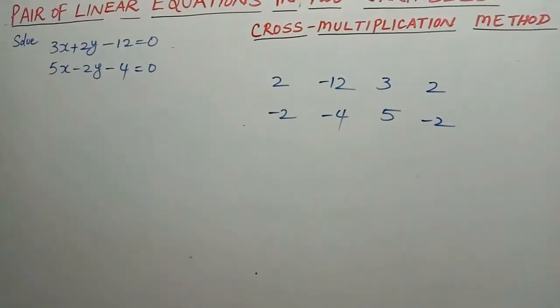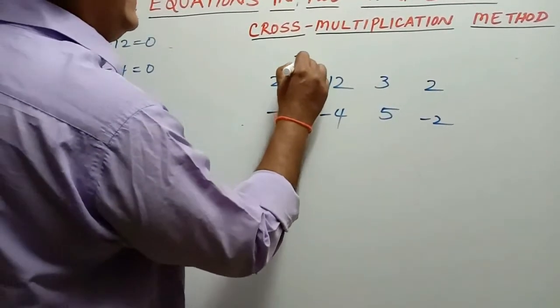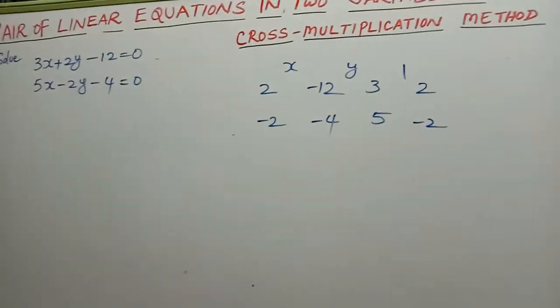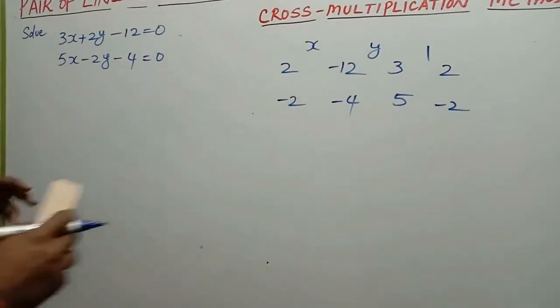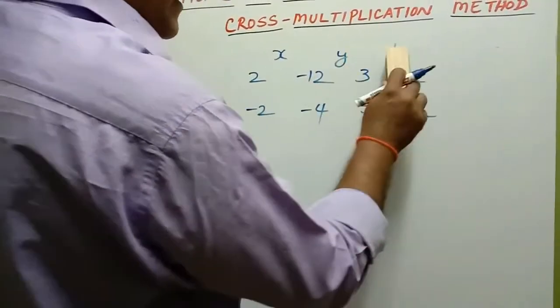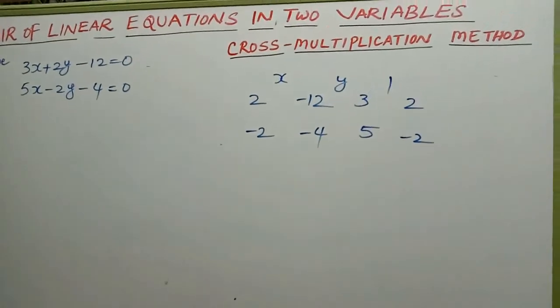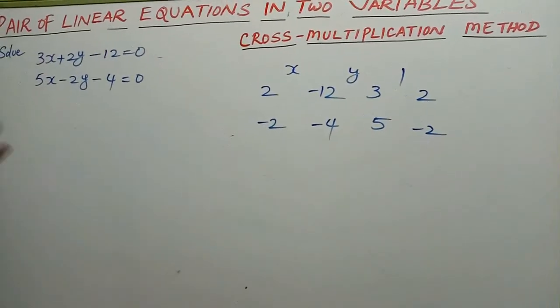Now you have to write here x, this is y, here it is 1. x, y, 1. Now this method is called the cross multiplication method. That's why now I am going to solve using this method.